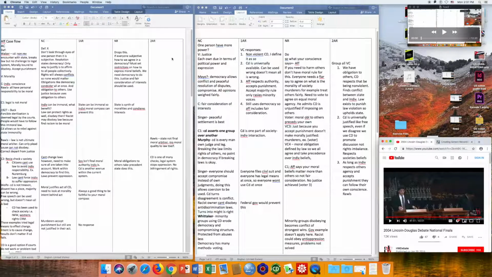Make sure you're using 2 separate flows for each case. And just practice a lot. The only way you get better at flowing is by doing it a lot. So, yeah, good luck with the debate.